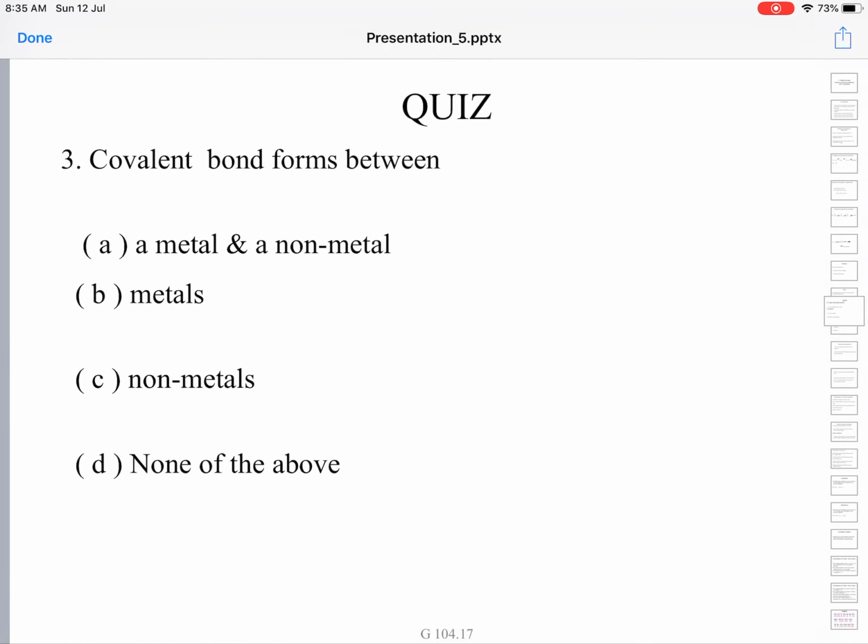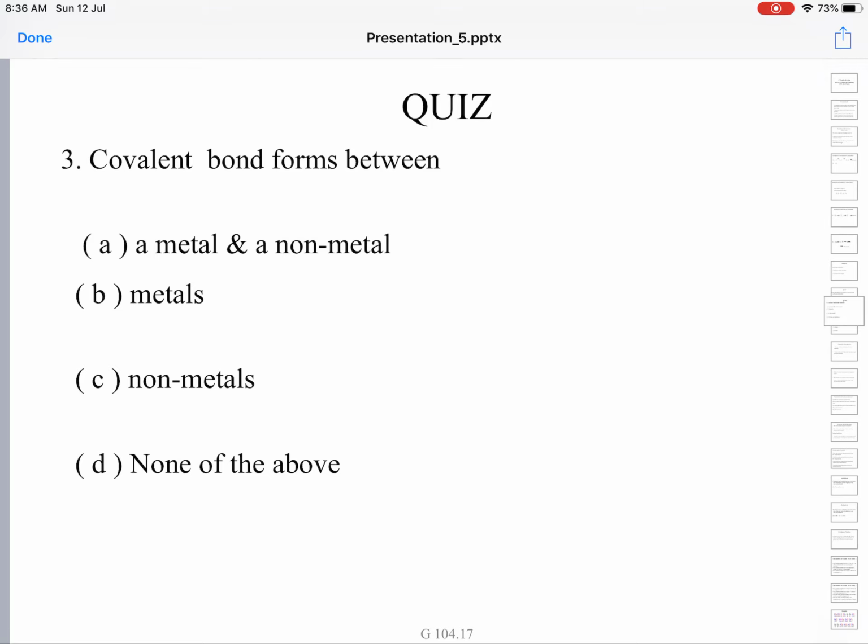Covalent bond formation. A covalent bond is formed between: a metal and a non-metal, metals, non-metals, or none of the above? See, we have discussed that a metal is electropositive and a non-metal is electronegative. So, between electropositive and electronegative elements, ionic bonds are formed. Metals themselves are electropositive in nature, and in the metallic lattice, a metallic bond is formed, not a covalent bond.